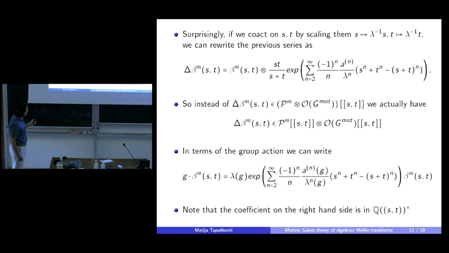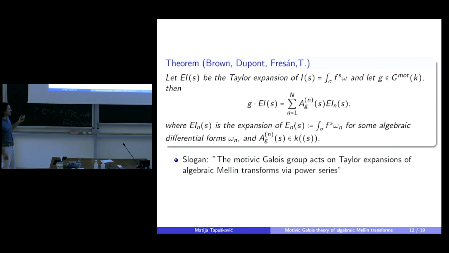And so, if I evaluate them at a given g, which is in a Q point of G motivic, I will get that this expression is a power series. It's a quotient of two power series in S and T. Okay, so the point is that this holds generally. The main theorem is that let EIS be a Taylor expansion of an algebraic Mellin transform of f, and let g be a K point of G motivic. Then g acts on the power series EIS.